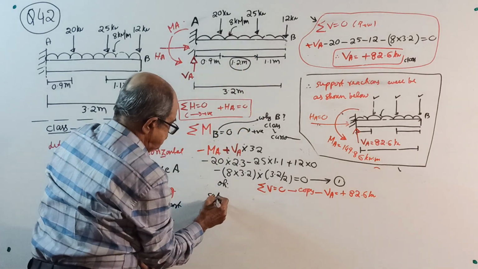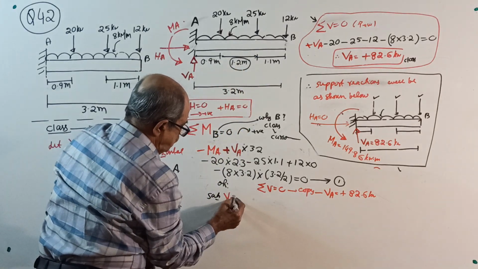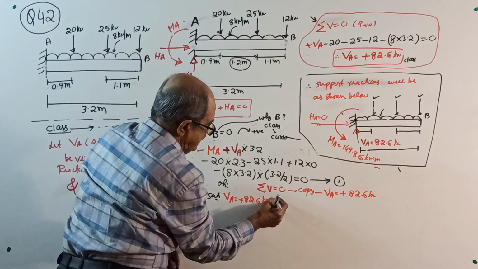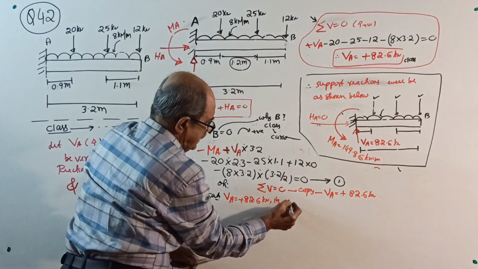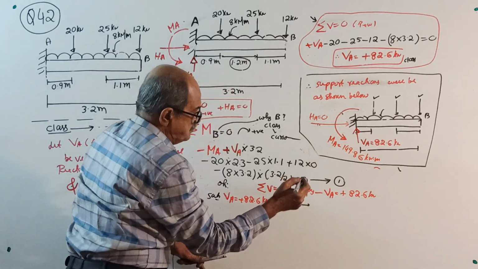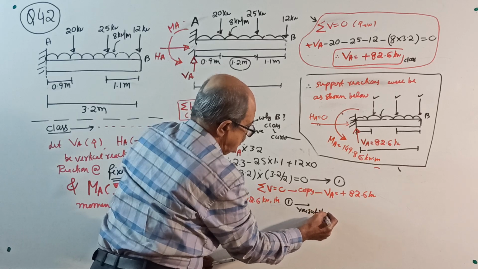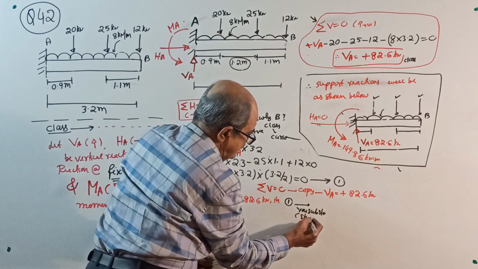Now do one thing. Substitute VA equal to plus 82.6 kilonewton in equation number 1. There is only one equation. Now you substitute, and you show the calculation.